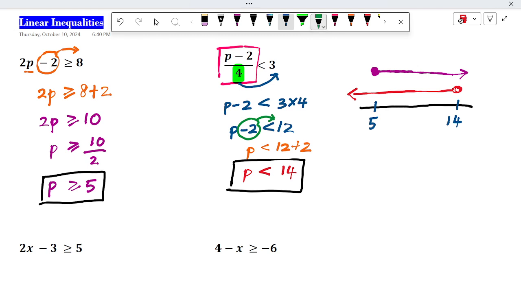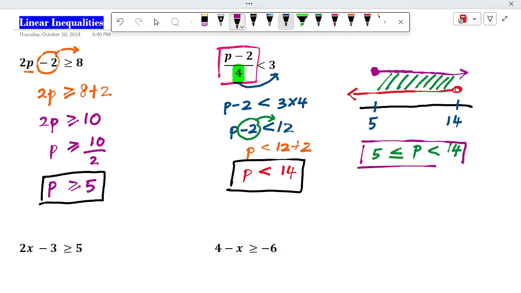Your final answer, if you can see, they meet each other in the center. There's an intersection here. So your final answer must be in between 5 and 14. Write your letter P. Since you are using letter P here, it is in between 5 and 14. So P is more or equals to 5 because you are going towards the right, but it is less than 14. So this will be your final answer. When you are given two different linear inequalities, solve them separately, draw a number line and give your final solution. So P can be any values between 5 to 14.